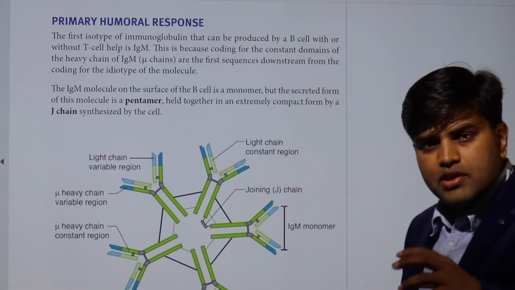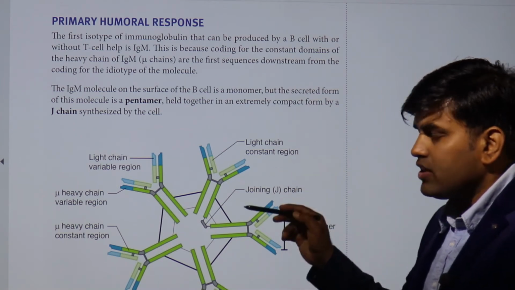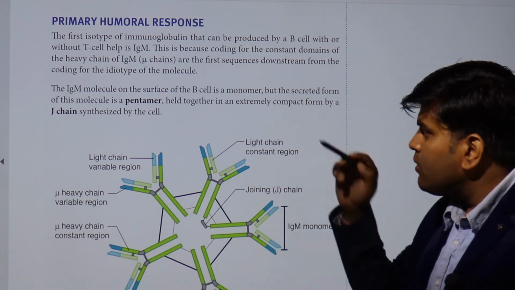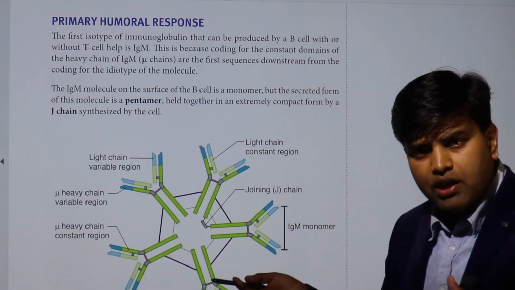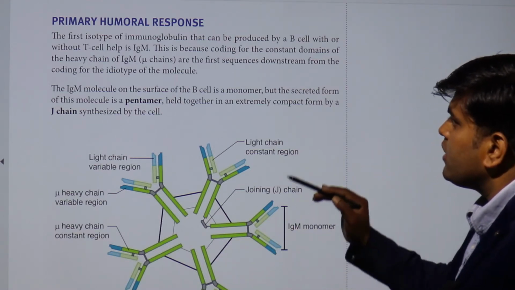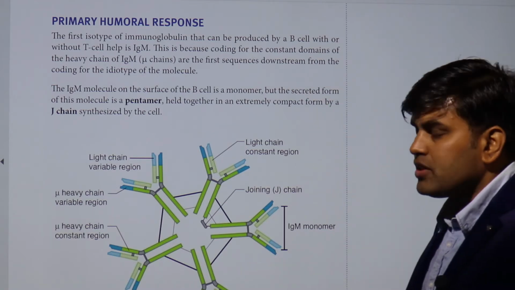IgM and IgD are incorporated as receptors of the B cell, and this B cell will convert into a plasma cell. The first thing that will be released is IgM, which you have to understand. The first isotype of immunoglobulin that can be produced by the B cell, with or without help of the T cell, is IgM.